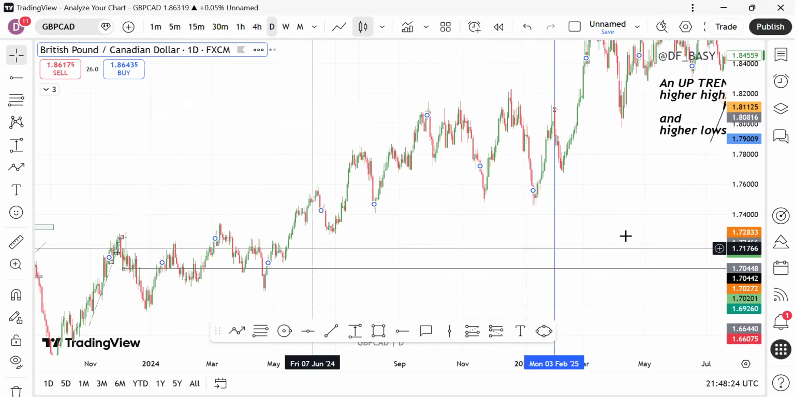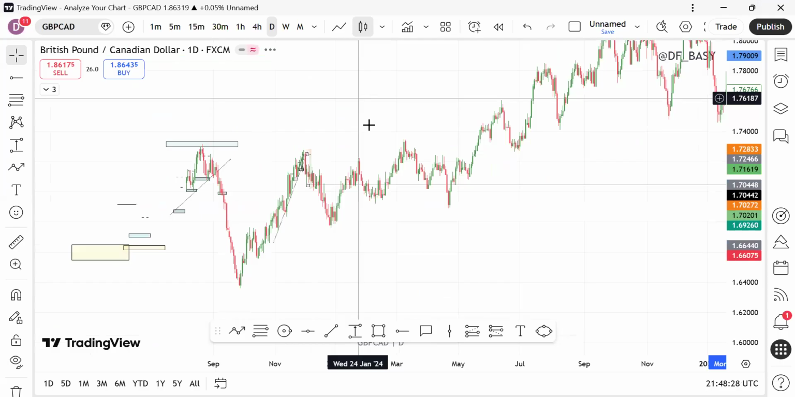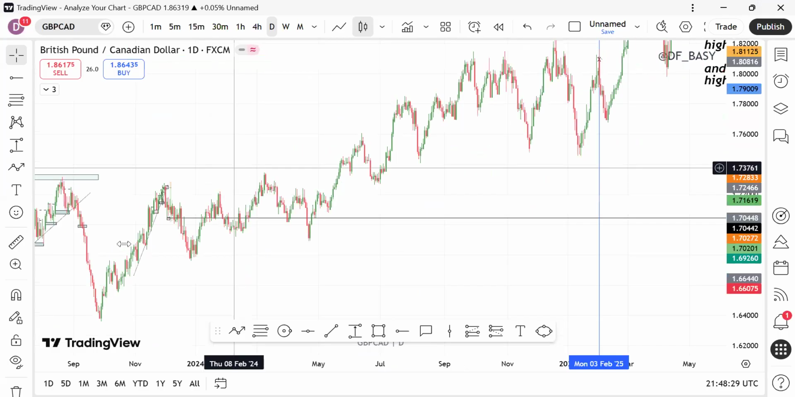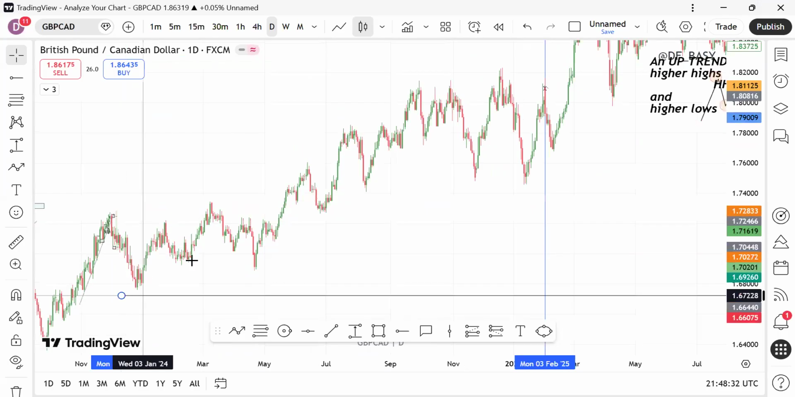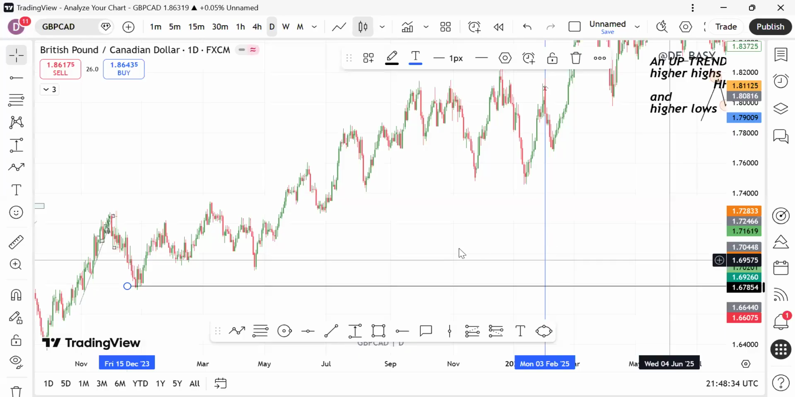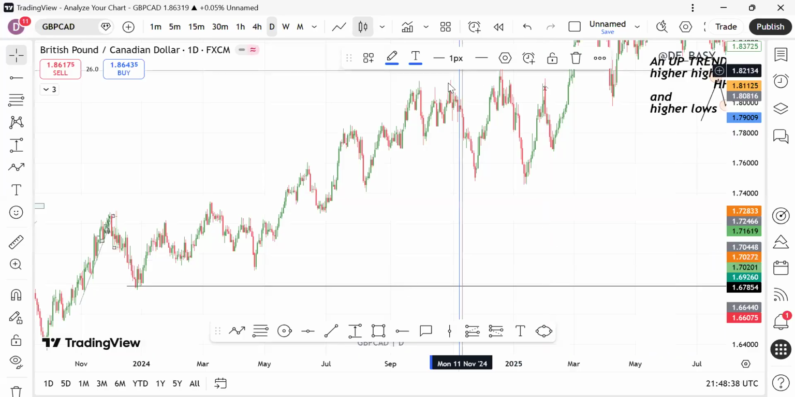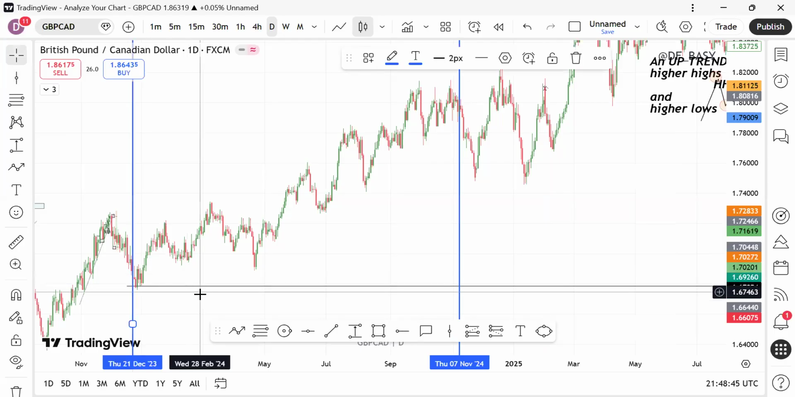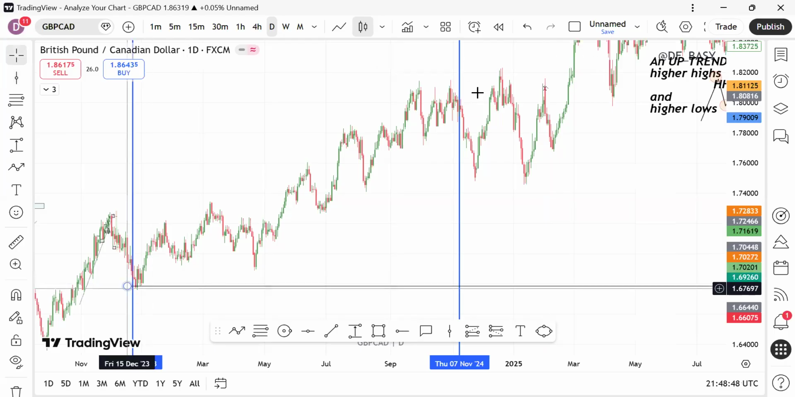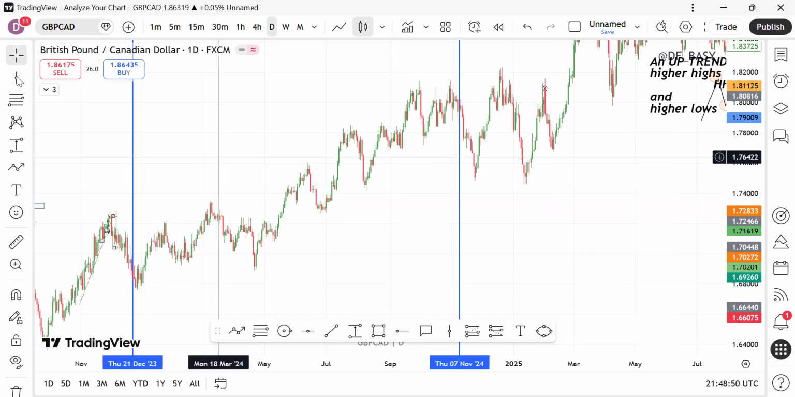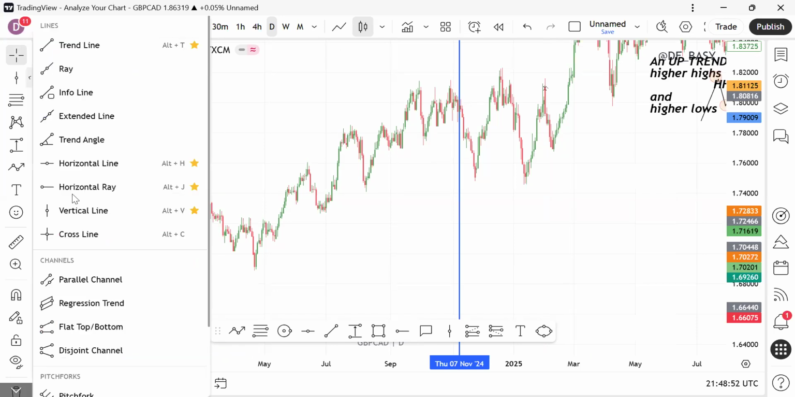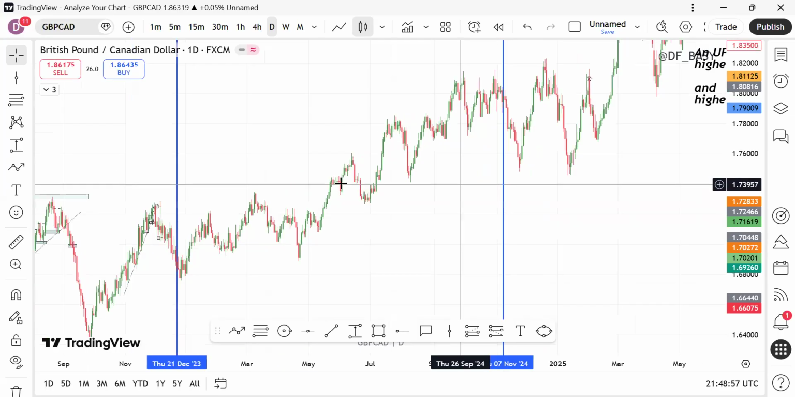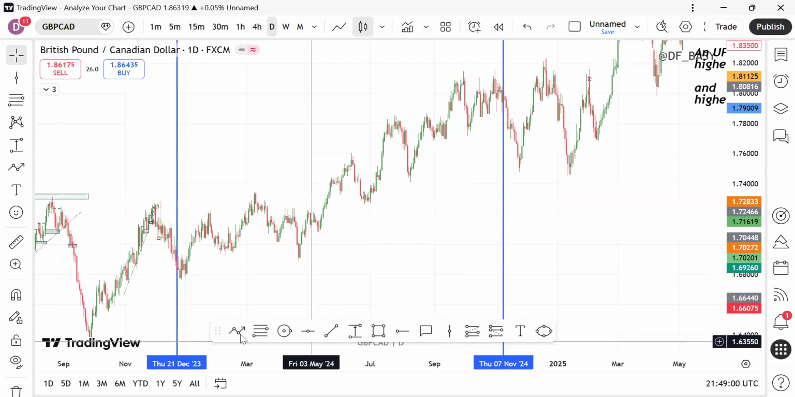Okay. Now you can see a clear example of an uptrend over here. Let's take from here to here, from there to there. The tool I'm using here is the vertical line. So from here to here, what can you see? Market is in an uptrend.